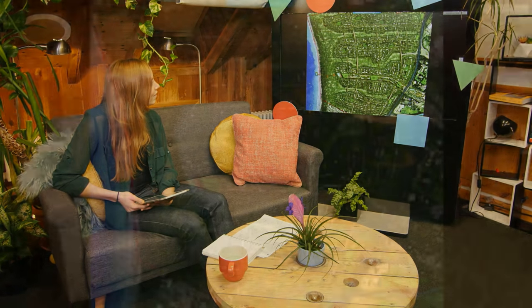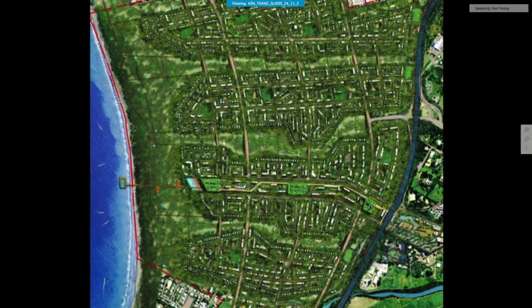Now, in order to provide ecosystem services, this is a master plan that we did for a site east of Madagascar, on an island called Reunion, where we brought the vegetation in as a series of strips in between the urban areas, so that the vegetation is able to provide ecosystem services to the urban areas.